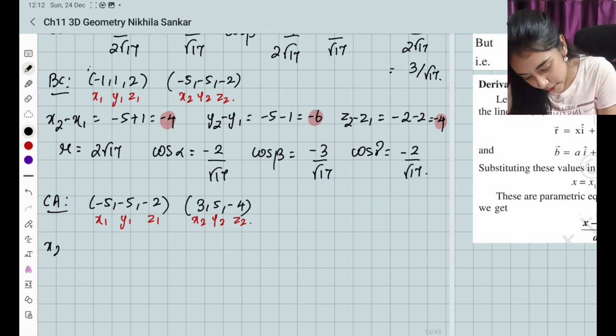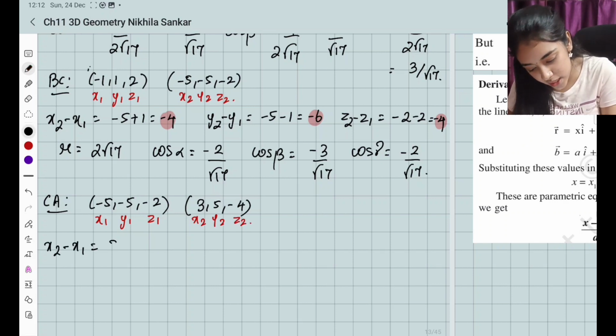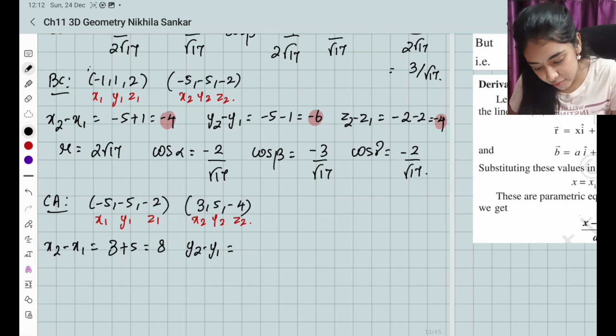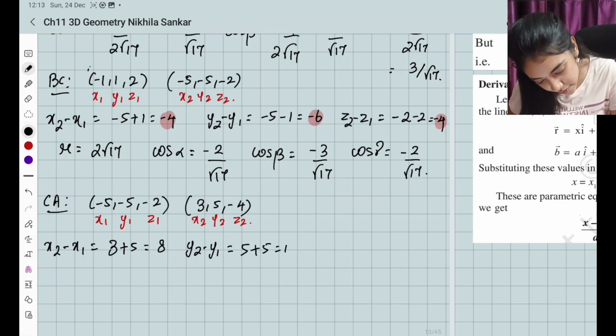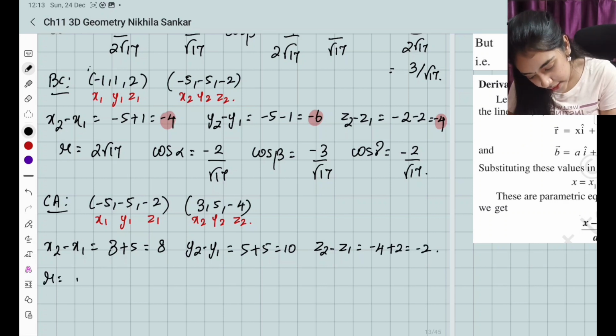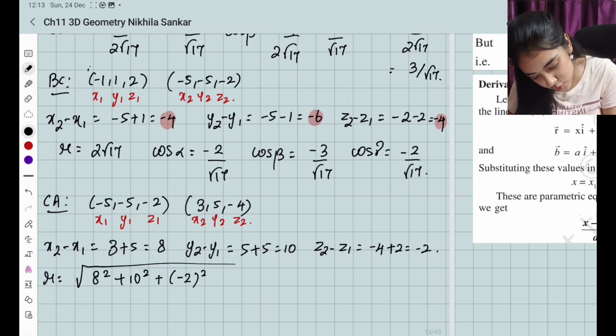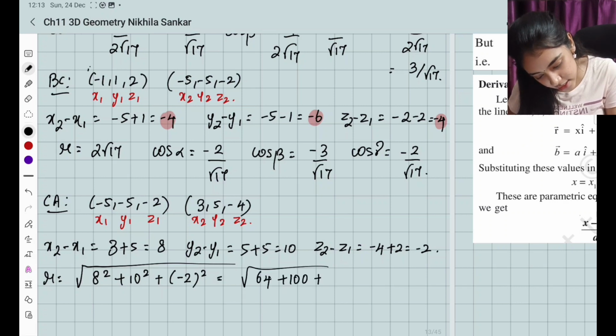Now what is my x2 minus x1? x2 minus x1 is going to be 3 minus of minus 5, which is going to be 8. Then y2 minus y1 is going to be 5 minus of minus 5, which is 5 plus 5, 10. Then z2 minus z1 is going to be minus 4 plus 2, which is minus 2. Now r equals square root of x2 minus x1 the whole square, which is 8 square plus 10 square plus minus 2 the whole square. This is going to be square root of 64 plus 100 plus 4.